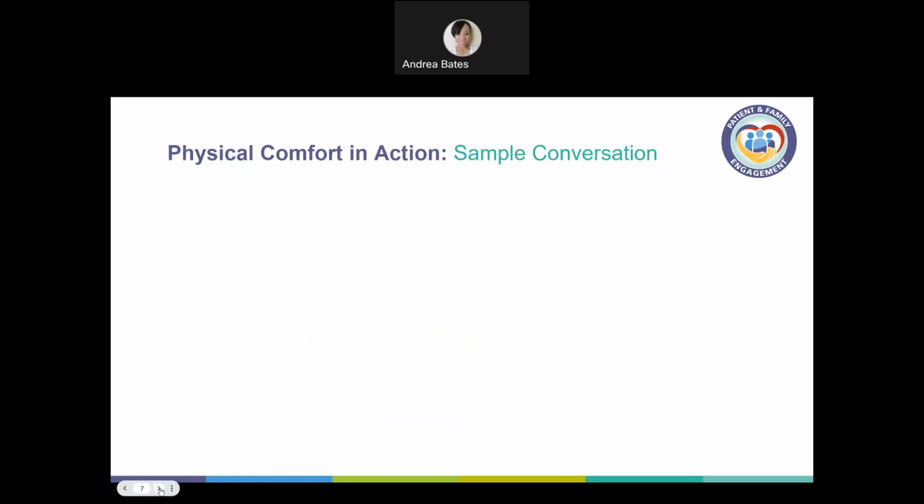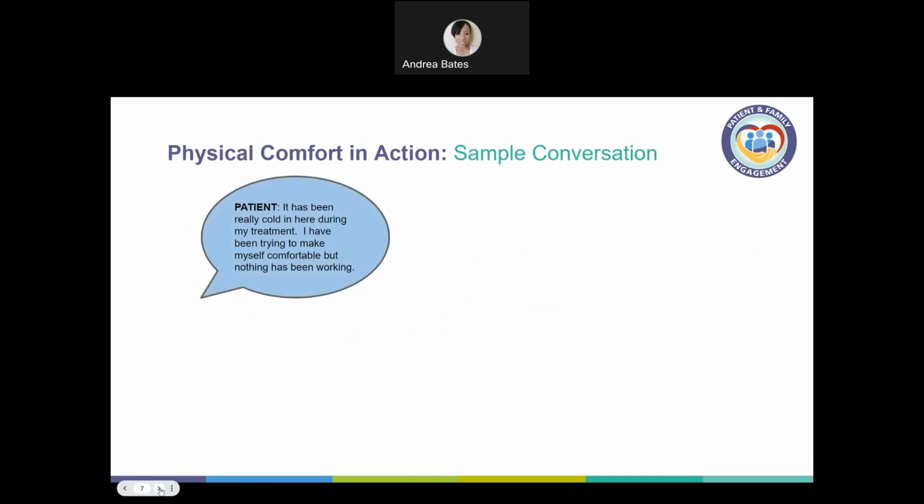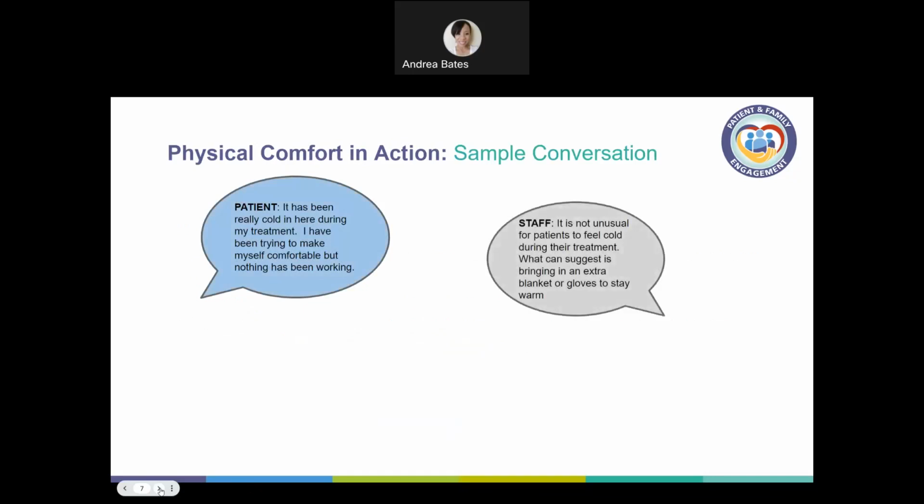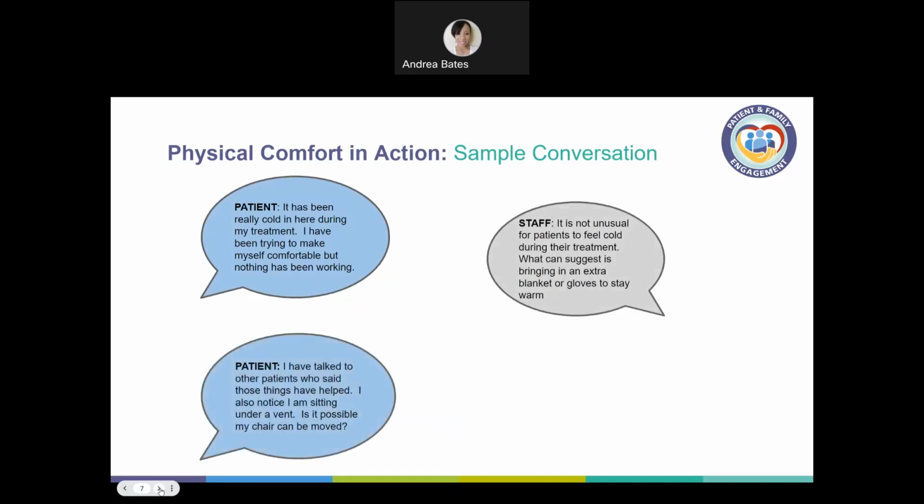So that being said, I'm going to give a sample conversation, and this is a conversation which I'm sure many of you have had with your patients. The patient says, "It has been really cold in here during my treatment. I have been trying to make myself comfortable, but nothing seems to be working." Sound familiar, right? So the staff may say, "It's not unusual for patients to feel cold during their treatment. What we can suggest is bringing an extra blanket or gloves to stay warm." The patient can respond that maybe they've talked to other patients who have said the same thing, and they've said those things have helped.